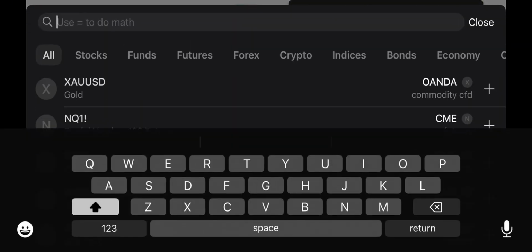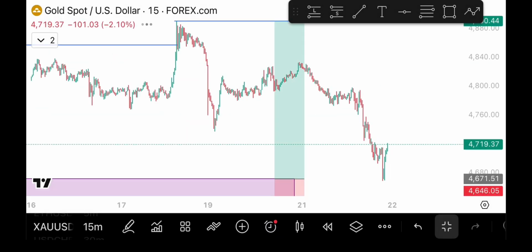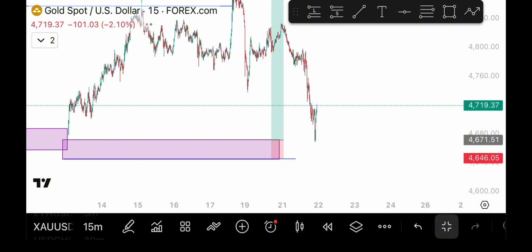So now I checked out the pair because I did not have it in my watch list before. So now we marked out this zone since Monday also.